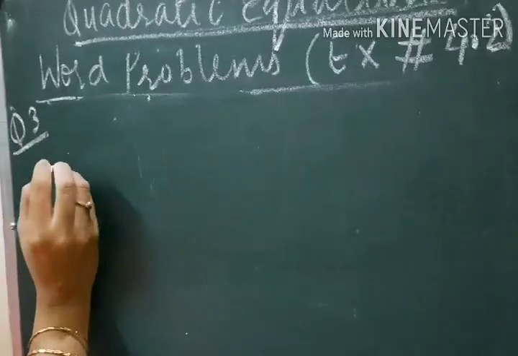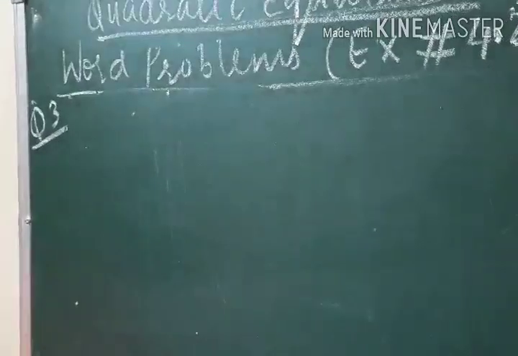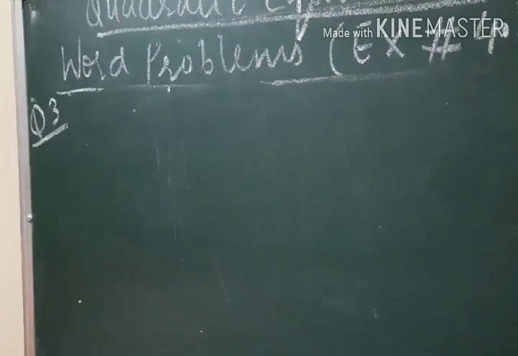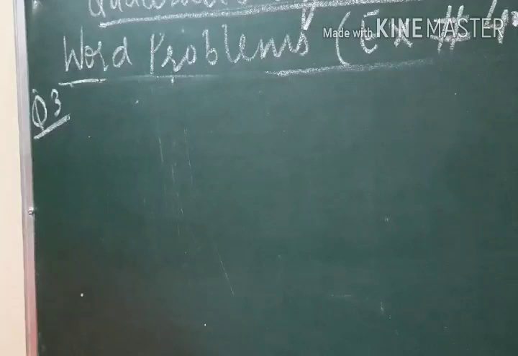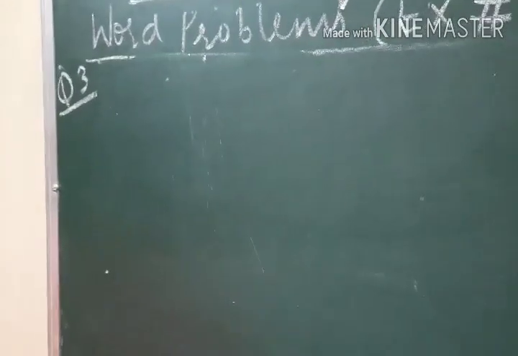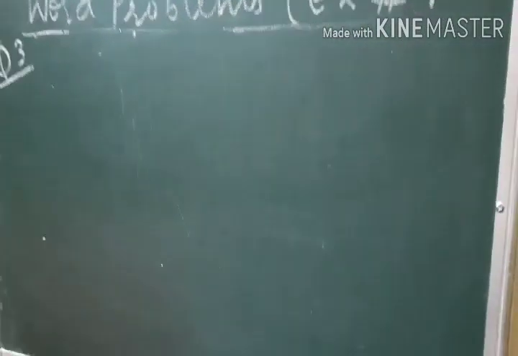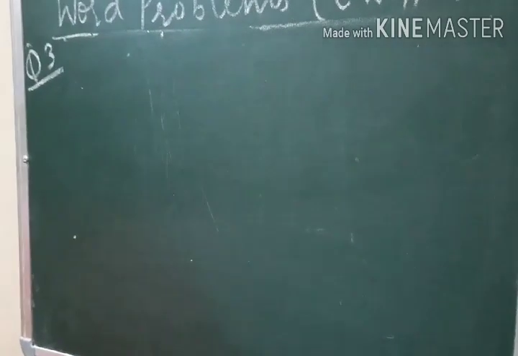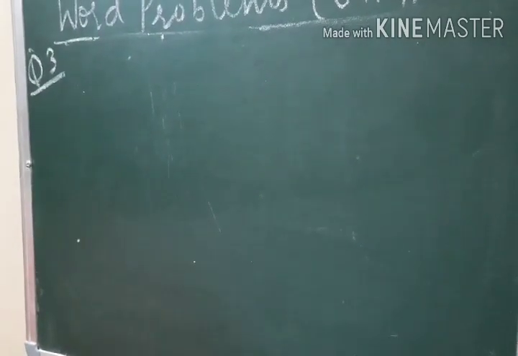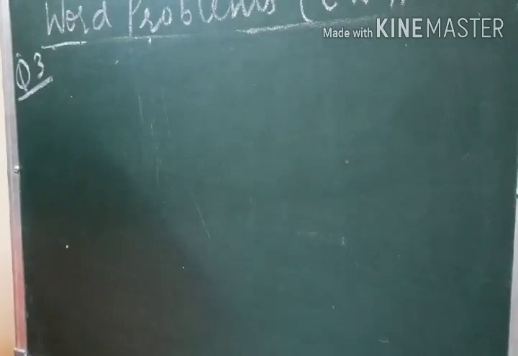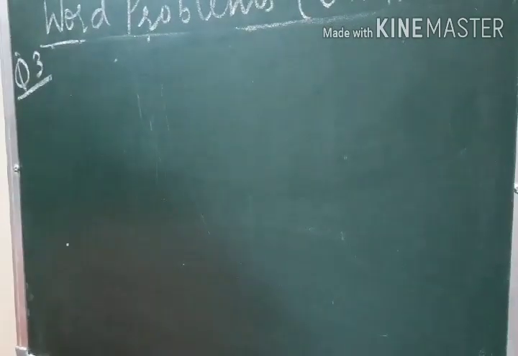Question number 3. Find two numbers. The question I have done is question number 2 of exercise 4.2 also. It is the same I have done, because in the first exercise they have asked you just to frame the equation. If you read the question carefully, it says represent the following situations in the form of quadratic equations. It is given in exercise 4.1.